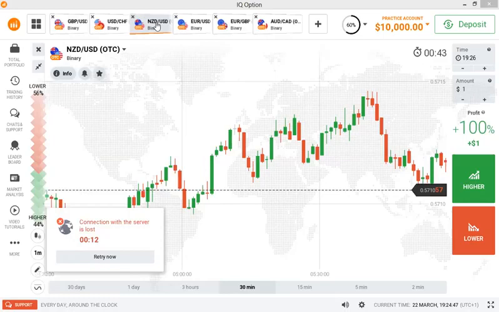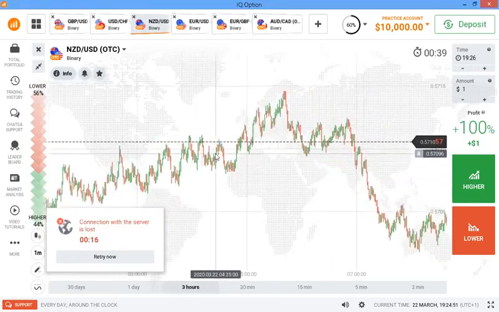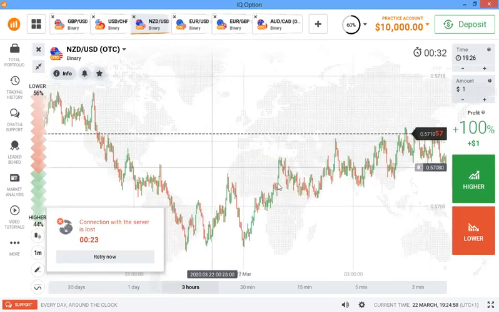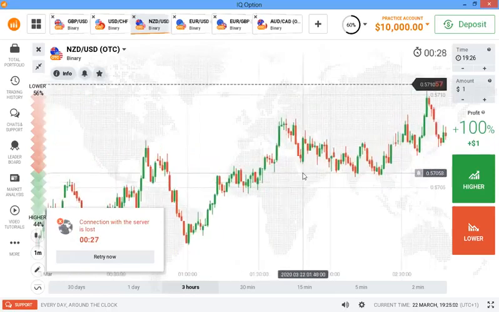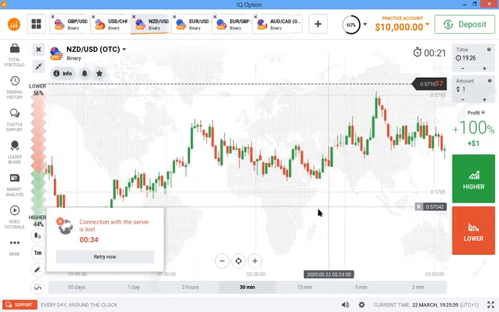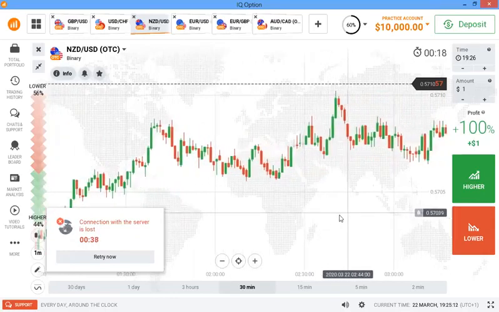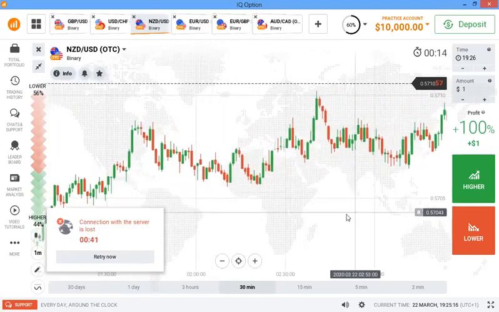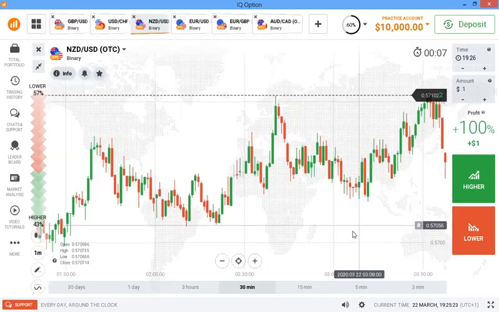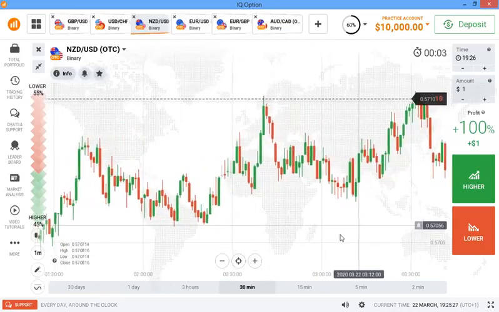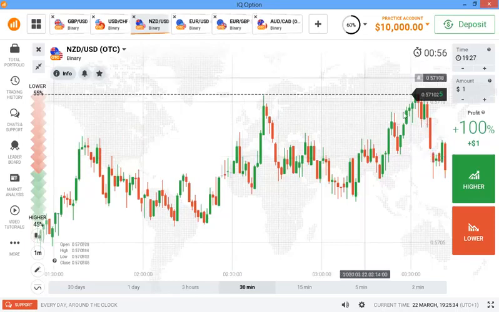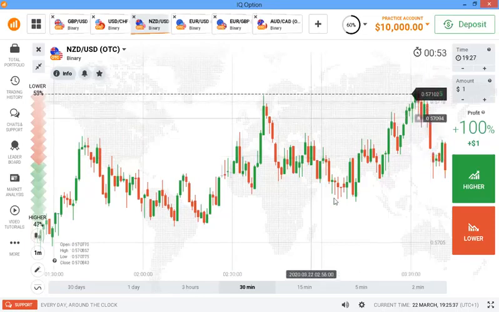Let's move on to the next candle. Now we are here, the next bar. I will do something different. Now, we'll see how the price moves. I think it will not disturb us.